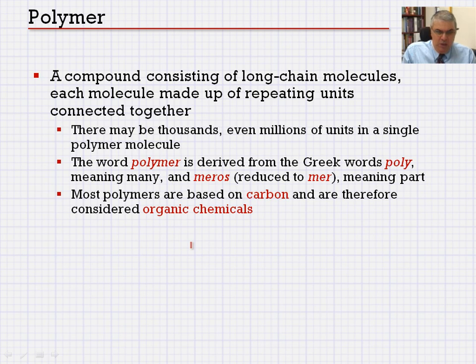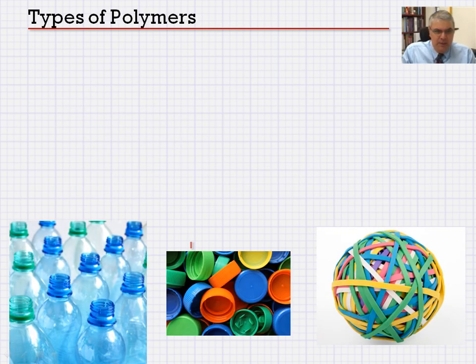In general, a polymer is defined as a compound consisting of long chain molecules, each molecule made up of repeating units connected together, and most of them are carbon based, and therefore they're considered as organic chemicals. Not all of them, not some of the synthetic ones, but most of them. And so we're going to discuss polymers as the major topic of our discussion today.